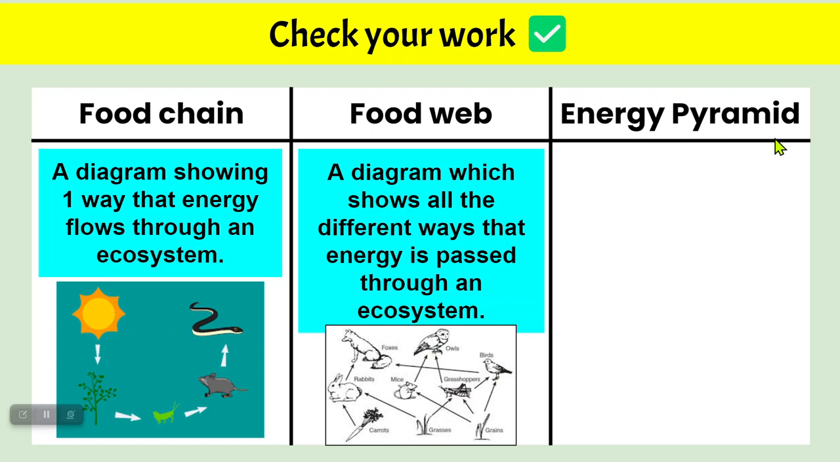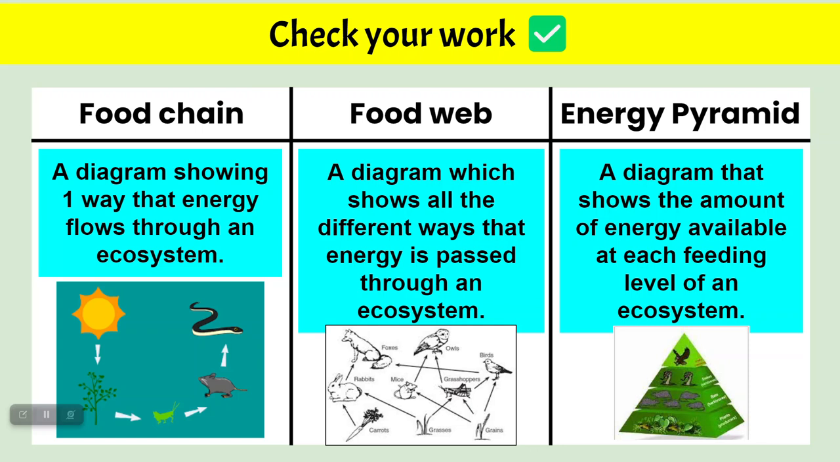And then lastly, we have an energy pyramid. That energy pyramid is a diagram that shows the amount of energy available at each feeding level or trophic level of that ecosystem. And it's a visual to show you that that bottom level with the producers has the most energy. And as we move up, we lose energy. So by the time you're at the top there, you have far less energy available.